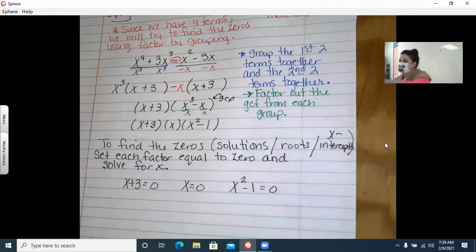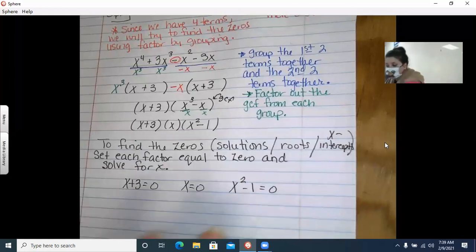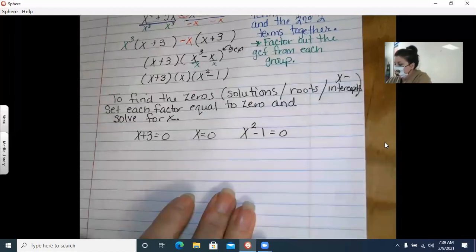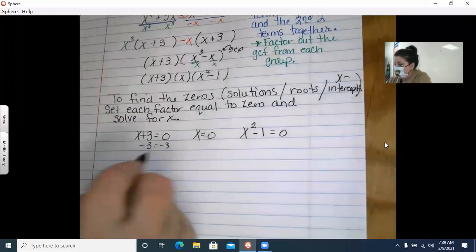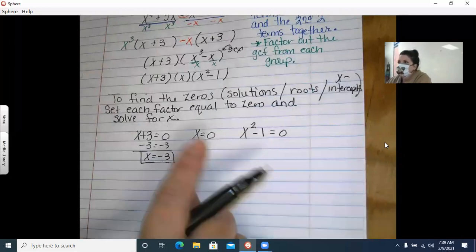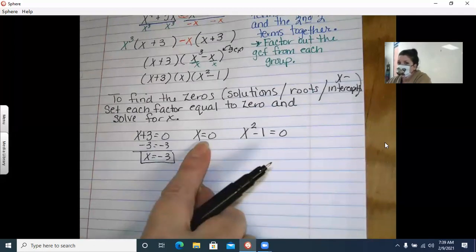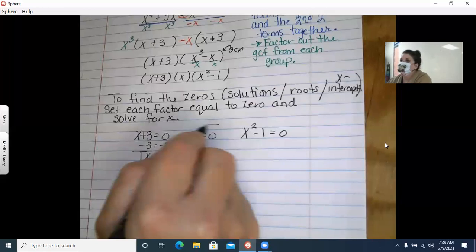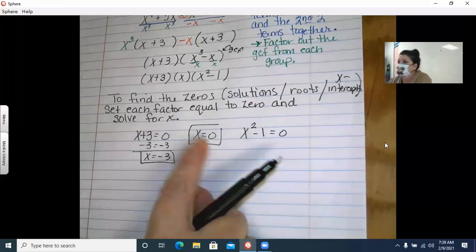For x plus 3 equals 0, x is not isolated. What do I got to do? Subtract 3 from both sides. X equals -3. That's 1 solution. That's 1 x-intercept, 1 zero, 1 root, whatever you want to call it. They all mean the same thing. The next factor, x equals 0. Can x equal 0? Yeah, a lot of kids think, oh, that doesn't work because it can't be 0. Yeah, your graph can cross the x-axis at 0. If that was a number like 3 equals 0, well, 3 can't equal 0. 3 is a factor, but it wouldn't give you a solution. But if it's a variable set equal to 0, you can do that.